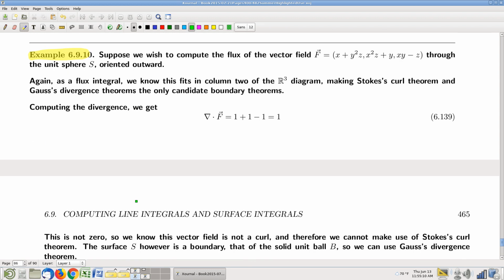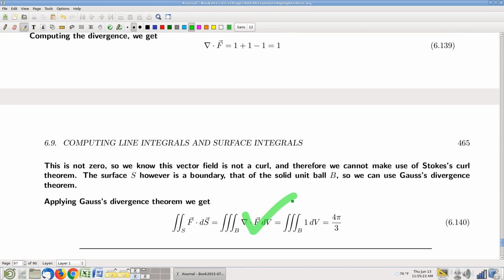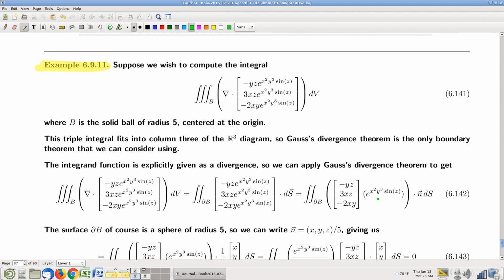There's a couple more examples. This next one is an easy read. We're looking at an obvious boundary. Flux through an obvious boundary, use the divergence theorem, and it works out nice. This last one, I'm going to let y'all read.